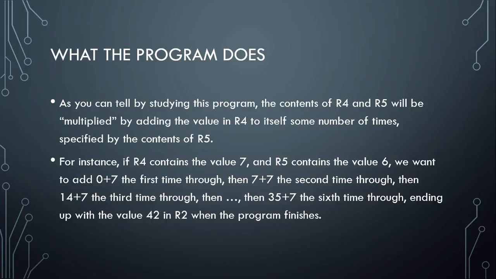For example, if register 4 has the value 7 and register 5 has the value 6, we want to add 0 plus 7 the first time, then 7 plus 7 the second time, then 14 plus 7 the third time, and on and on until you get 35 plus 7 the sixth time through, ending up with the value of 42 in register 2 when the program finishes.